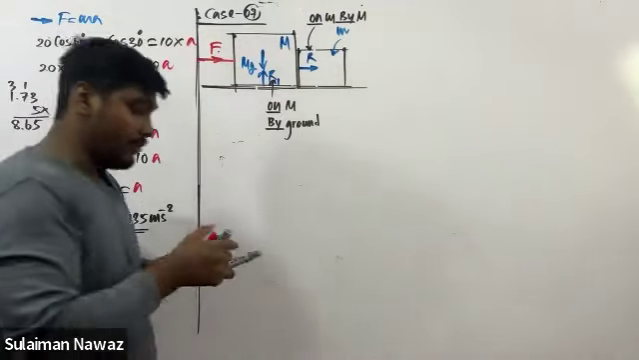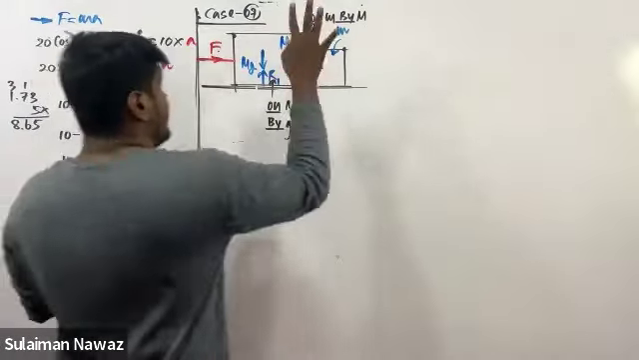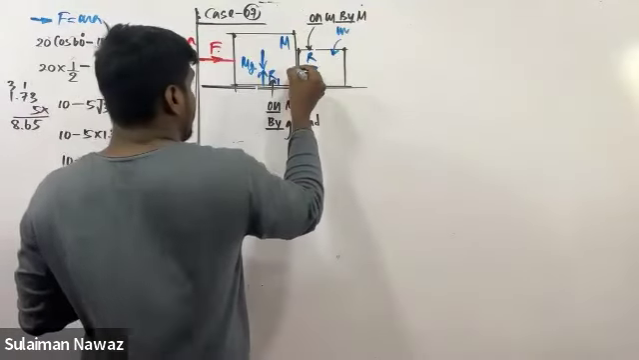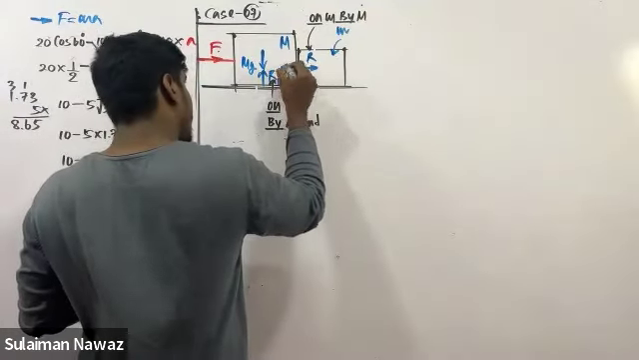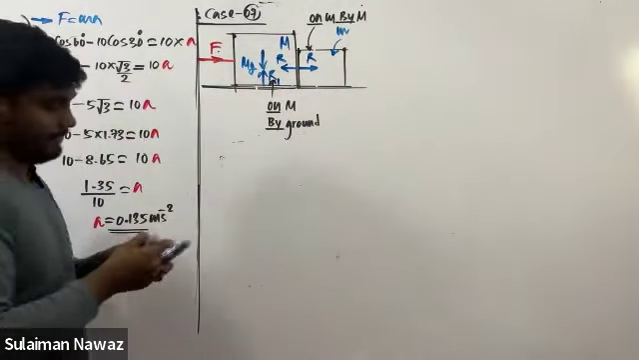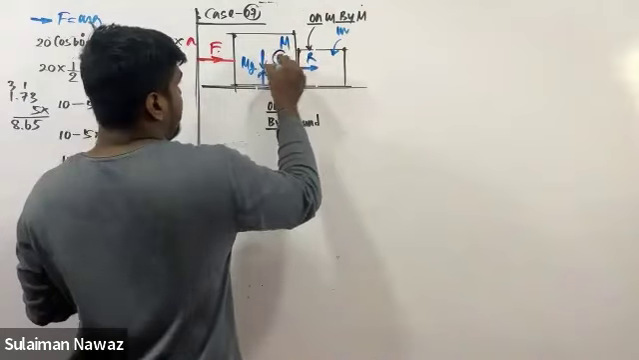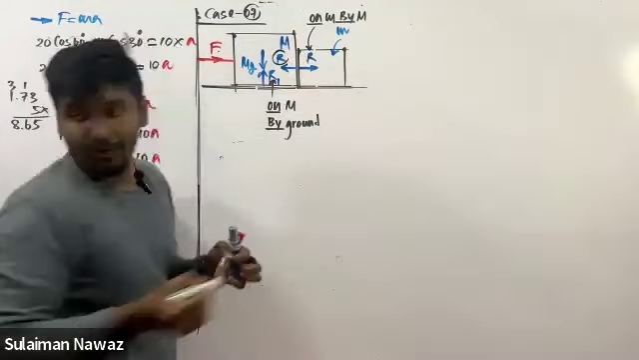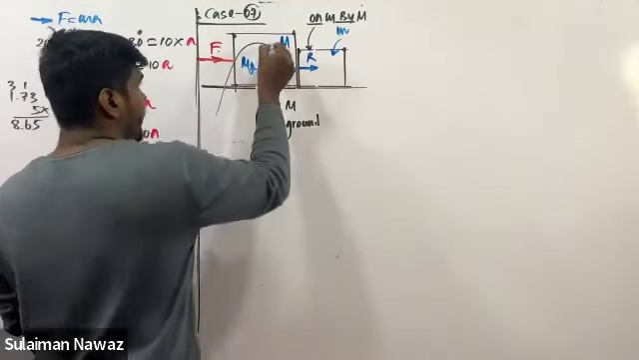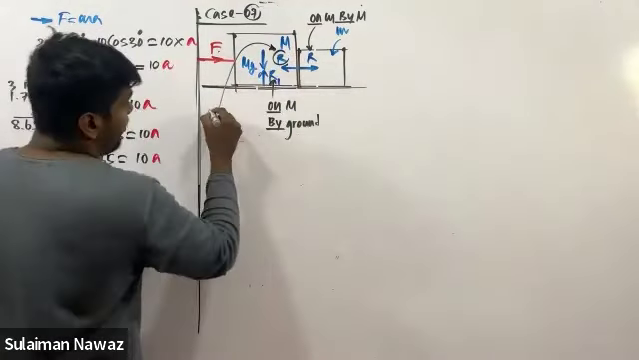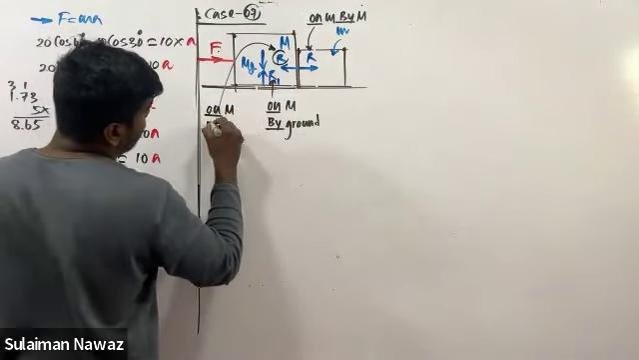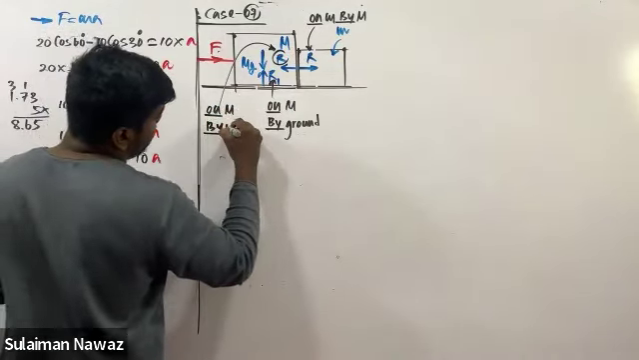Every action has an equal and opposite reaction. Small m also compresses capital M to the left side. This is also a normal reaction. What is this capital R? I don't have space, so I write here. This capital R is the normal reaction force on capital M by small m.